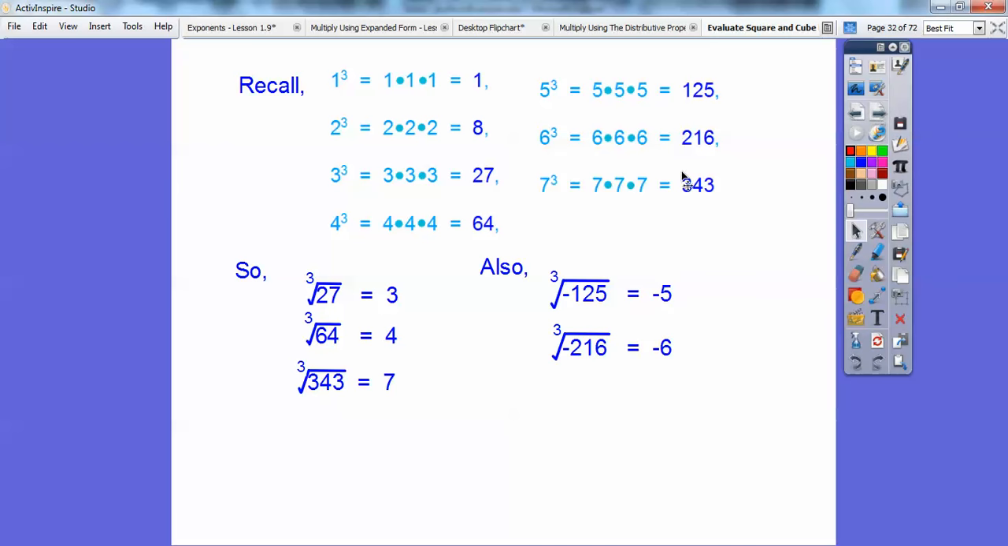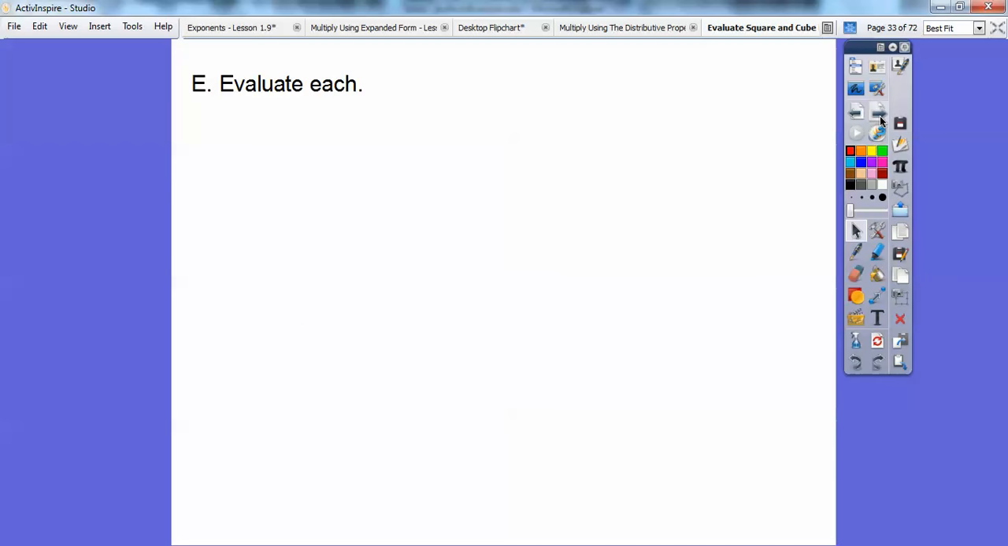And also, you guys, the cube root of negative 125. Well, that's negative 5 times negative 5 times negative 5, so the cube root is negative 5. The cube root of negative 216 is negative 6. Okay, so you can cube root negative numbers. You can't square root negative numbers. I'm sorry. So evaluate each.